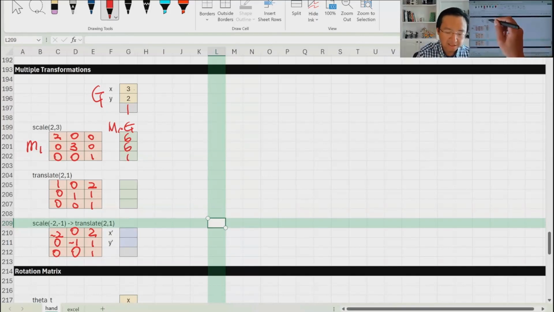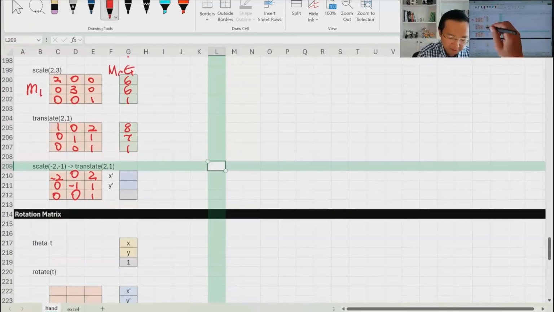You can do the other way, the same thing. 3 times 2 is 6, and 2 times 3 is 6. 6, 1. And then multiply this again, we get 6, 7, 1. Okay? And just do it very quickly. And then the last one, do the last one nicely. 8 times minus 2 is minus 16. 7 times 0 is nothing. And 1 times 2 is 2. Okay? So this is minus 14.